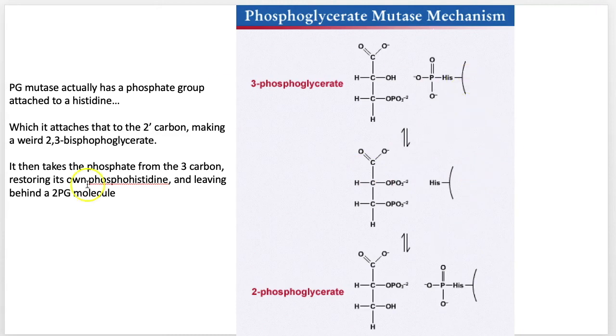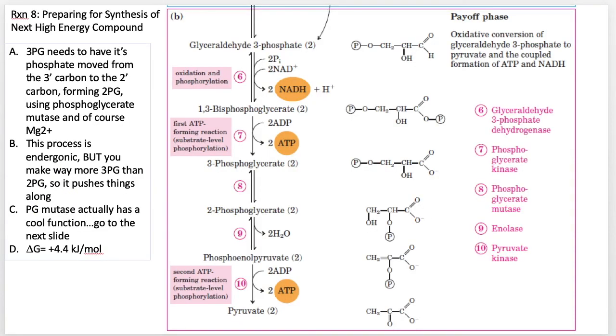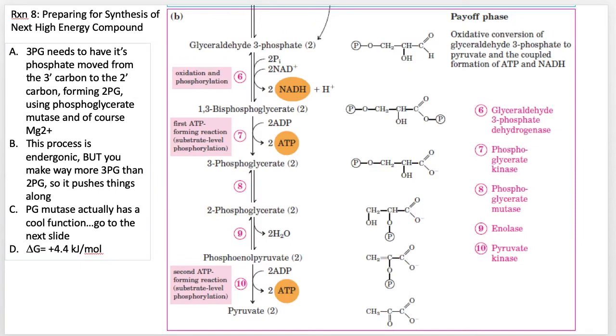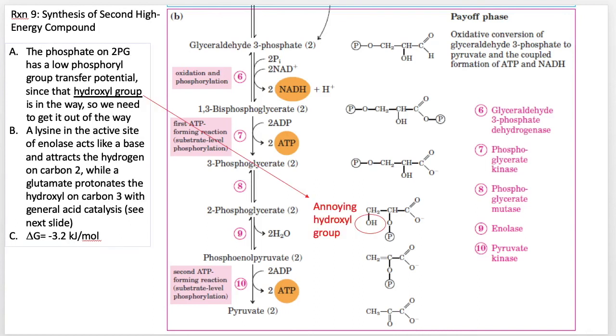But this is kind of cool. I don't know why, I just really like that one. It is mildly unfavorable, but you make so much 3PG, so that's this one. You make so much of this that it's favorable to actually be pushed in this direction towards 2PG. So that's kind of awesome. We're actually almost done. This is awesome. So we're going to move on to reaction number 9.